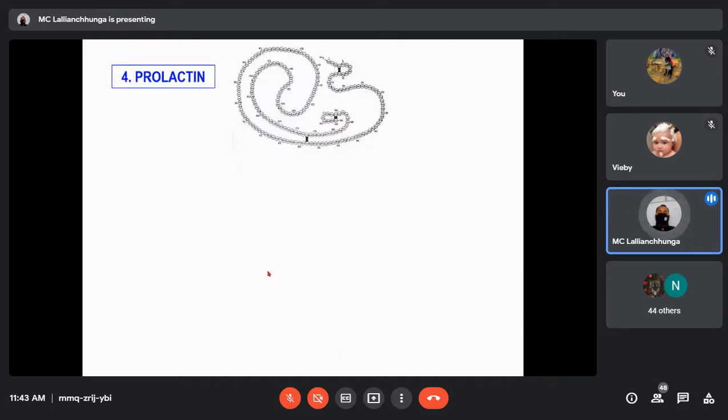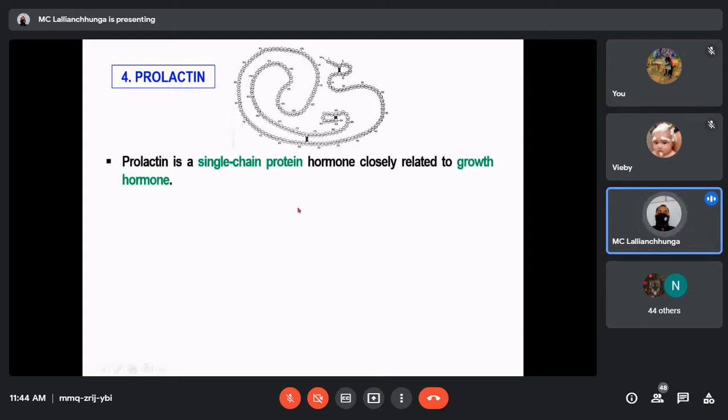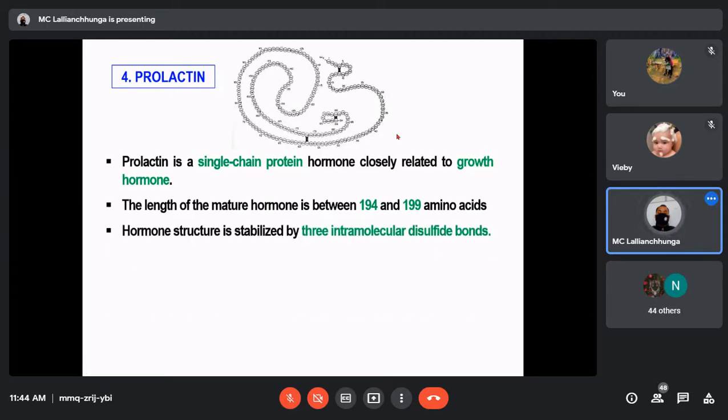Okay, so the last one for today's class is prolactin. Prolactin is another important hormone produced by the anterior pituitary gland. As you can see from the diagram, it is also a single chain protein hormone, and the length of the mature hormone is between 194 and 199 amino acids.